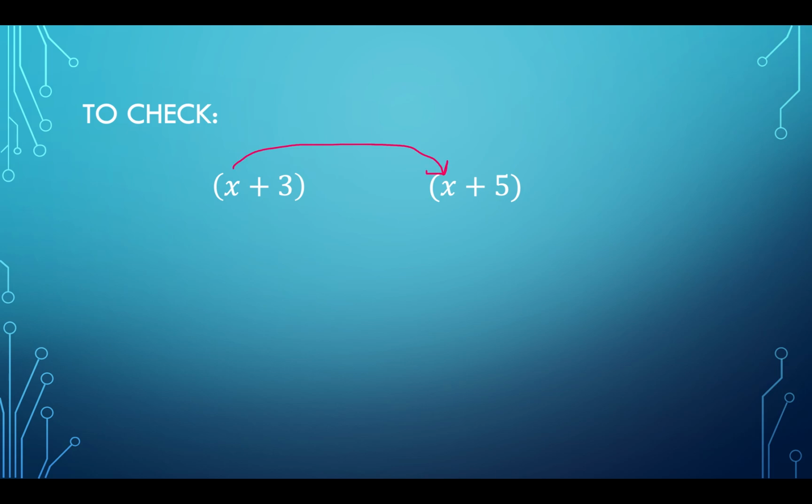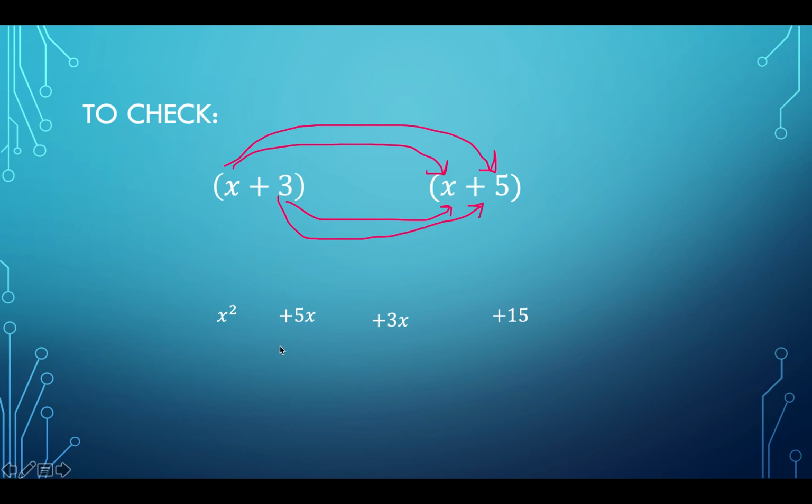So we're going to do x times x, which gives us x squared, x times 5, which gives us plus 5x, 3 times x, which gives us plus 3x, and 3 times 5, which gives us 15. Now we go ahead and combine all our like terms, which is just the 5x and the 3x. So our final answer is x squared plus 8x plus 15. That was what we had to factor before, so then we know that x plus 3 and x plus 5 is the factored form of this.